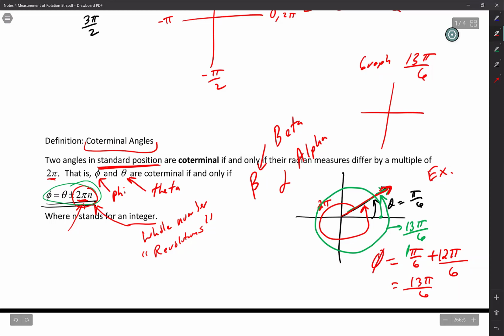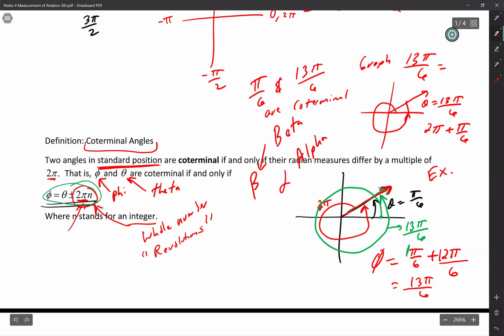So 13 pi over 6 is the same thing as, let's see, I do a whole revolution, that's 2 pi, and then I do another pi over 6. So that right there is 13 pi over 6. Now, Chavez, how did I get that? Well, I did a whole revolution, which is 2 pi, and then I added another pi over 6. So what I'm trying to say is that pi over 6 and 13 pi over 6 are coterminal.